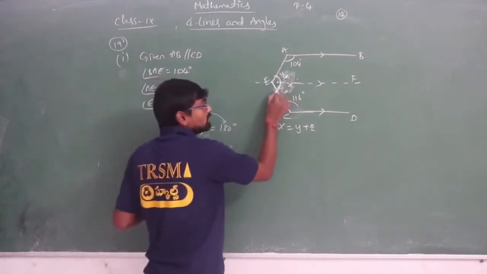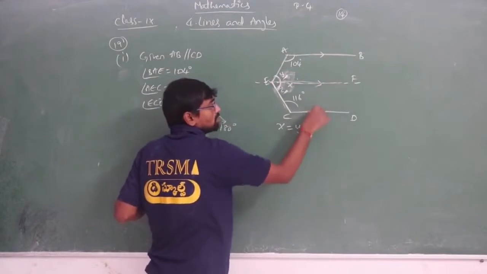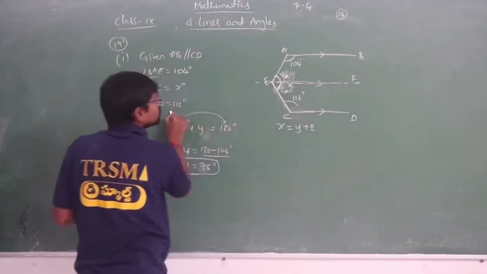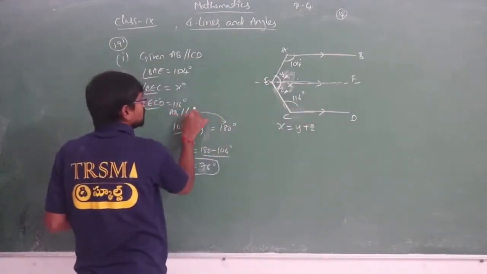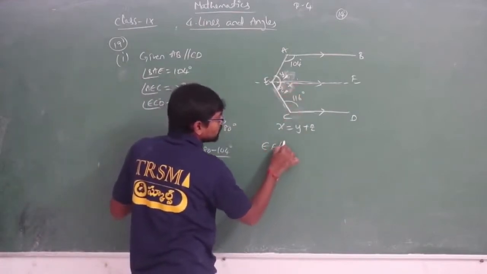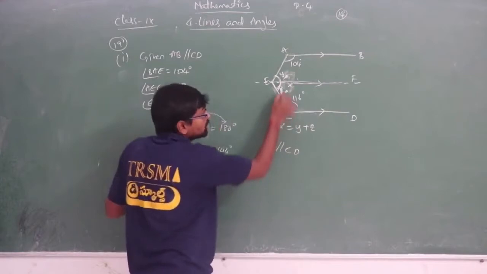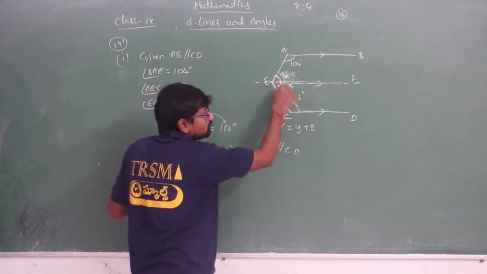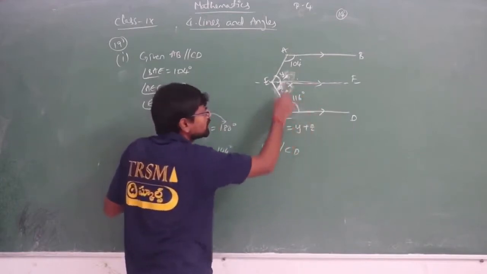Now coming to this z, similarly again these both are parallel. AB is parallel to EF. Similarly we are taking these both as parallel. EF is parallel to CD. Then these are corresponding angles. When we add these, we will be getting 180 degree, isn't it?